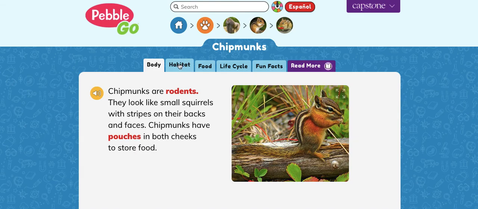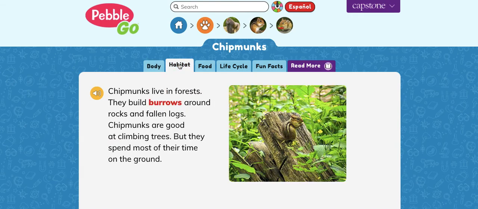Here's another tab, habitat. You can read aloud, listen. You can get the definition for the word. You can look at the picture. Notice when you hover over the picture with your cursor, your arrow, 4 arrows appear. What happens when you click there? What do you think? Let's try it.